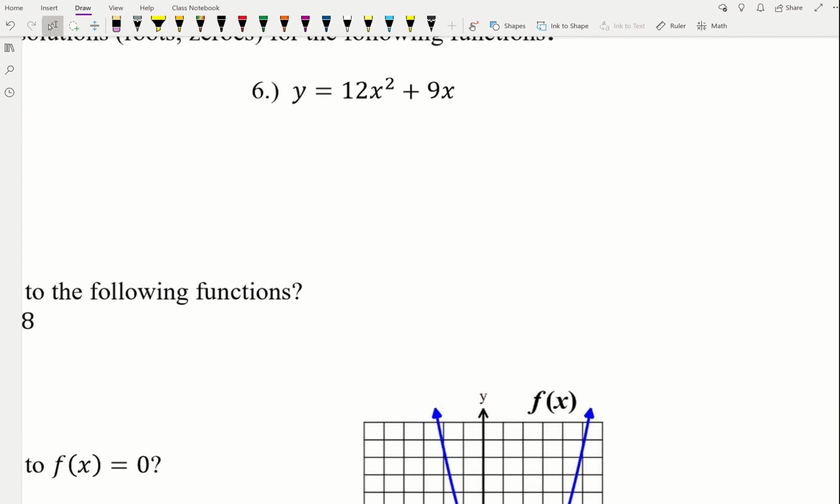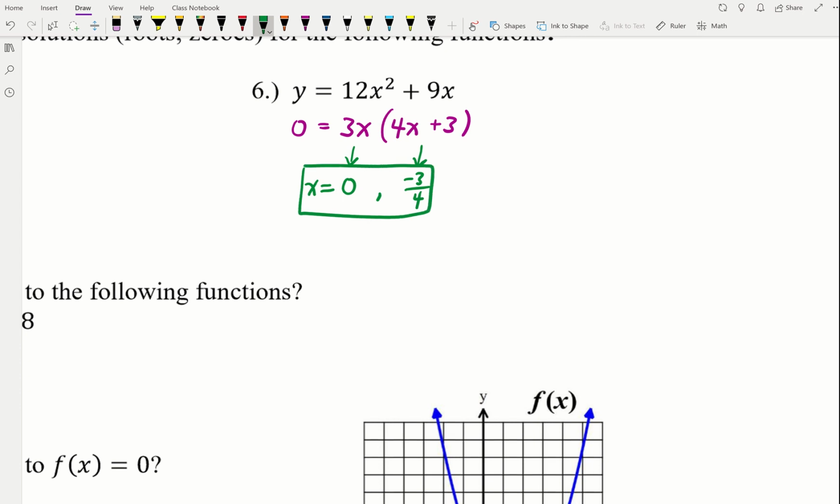So that's one thing you got to be aware of when you're doing these problems. All right, looking at number 6, similar idea. We're going to start by plugging in 0. All right, this time, when you go to look for your greatest common factor, it should be 3x. And then in parentheses, all right, what times 3x will give us 12x squared? That's 4x. What times 3x is going to give us 9x? That's positive 3. And from here, once we have our factors, we can find the zeros. In order to make 3x 0, x has to be 0. Over here, we're going to subtract 3 and then divide by 4. So x is 0 and negative 3/4.